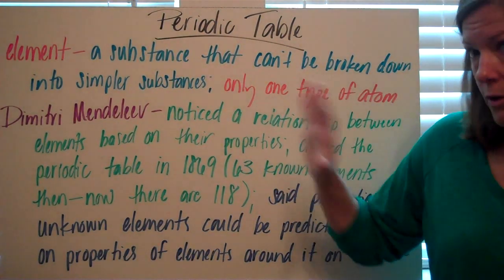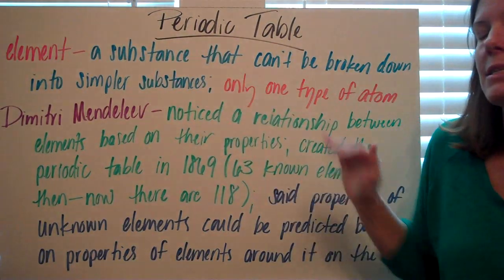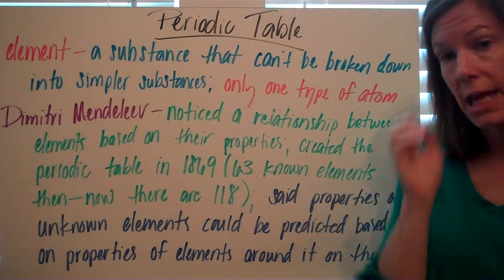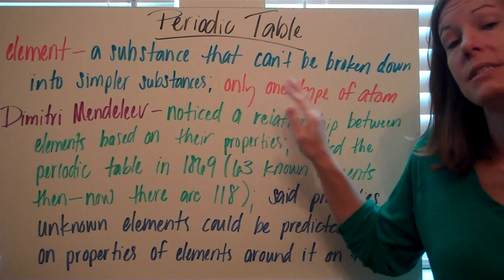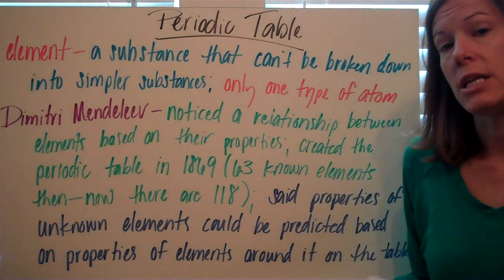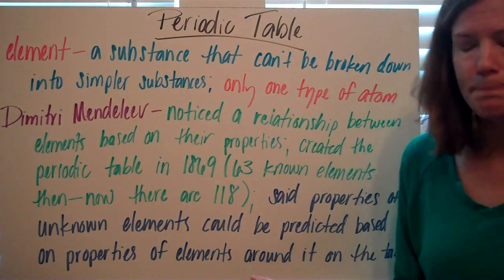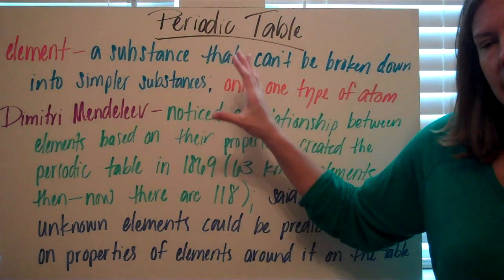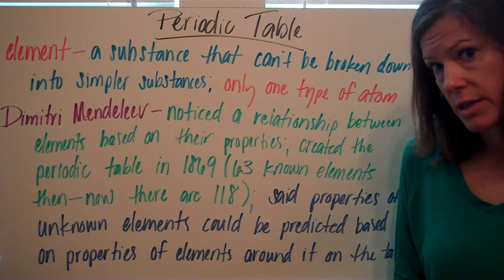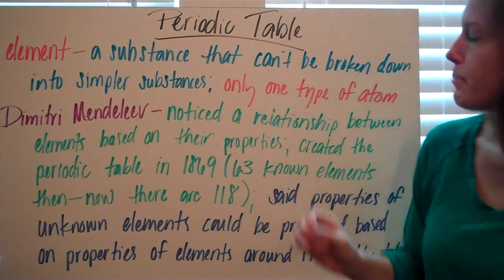Before we can talk about how to read the periodic table of elements, though, we need to talk about what an element is. An element is a substance that can't be broken down into simpler substances. The reason that it can't be broken down into simpler substances is because it's made of only one type of atom. So if you break it down any further, you're not going to have atoms anymore. You're going to have protons and neutrons and electrons. So that's what an element is. And if you think about chemistry as being a language of its own, which it kind of is, all of the elements are the alphabet. Each element is a letter.